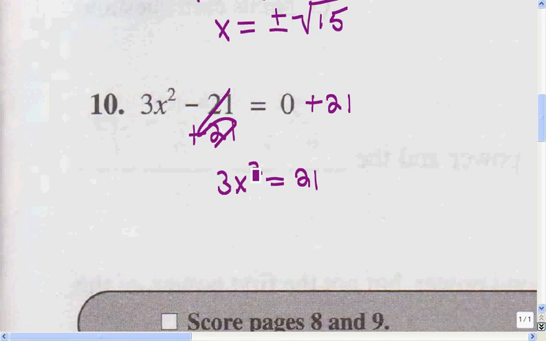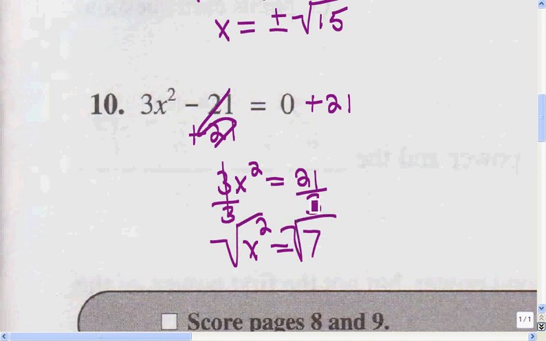Now I've got to get x squared by itself, so I got to get rid of this 3. Well, this is 3 times x squared. So what's the inverse of multiplication? Division. So I'm going to divide by 3. I've got x squared equals 21 divided by 3. What's 21 divided by 3? 7. Then I square root both sides, use my radical function. What I get is x equals plus or minus the square root of 7.